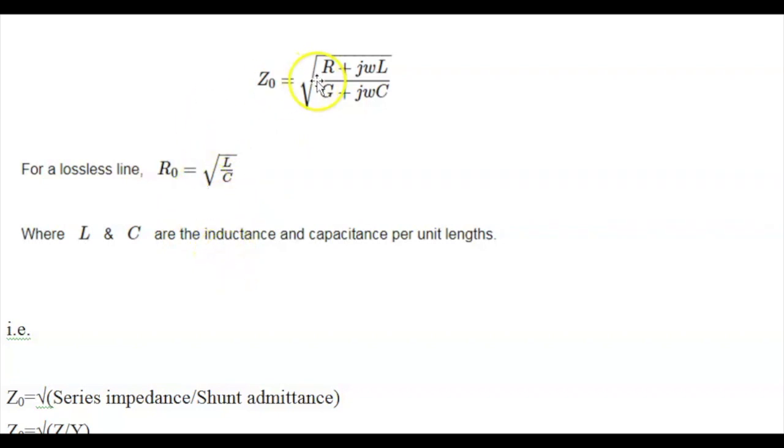Okay, so the characteristic impedance can be defined as Z0 is equal to root of R plus j omega L by G plus j omega C. For the lossless line, it becomes square root of L by C. And that's about the two-wire parallel transmission line.